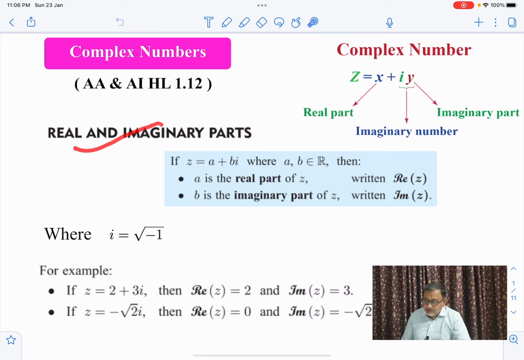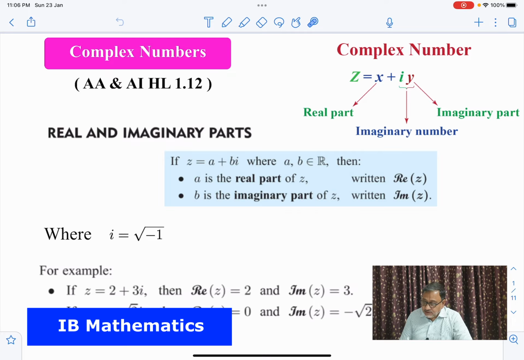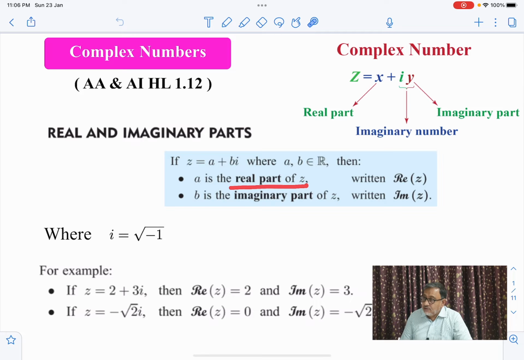So real and imaginary parts. If Z is equal to A plus Bi, where A and B are real numbers, then A is the real part of Z and written as Re(Z). Okay, and B is the imaginary part of Z and it is written as Im(Z). Here i is equal to square root of -1. Okay, so please remember, square root of -1 is i, imaginary, or iota also sometimes we can call it.